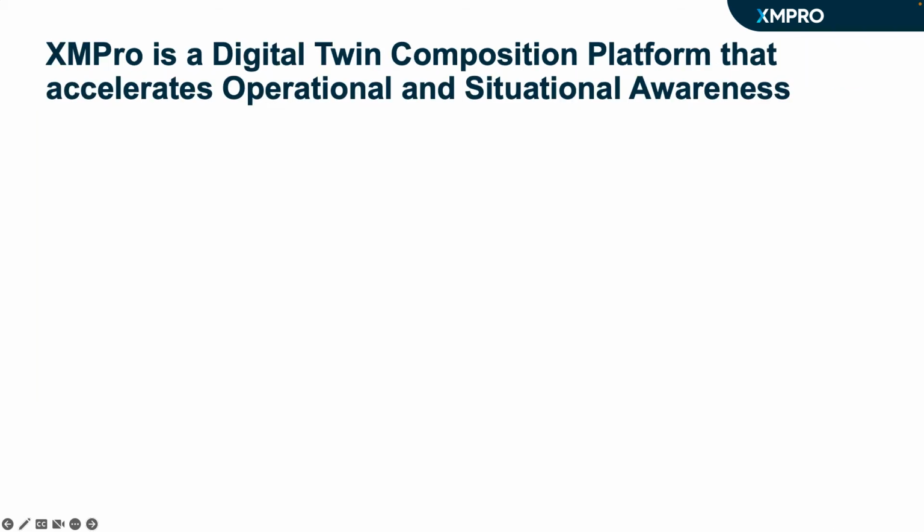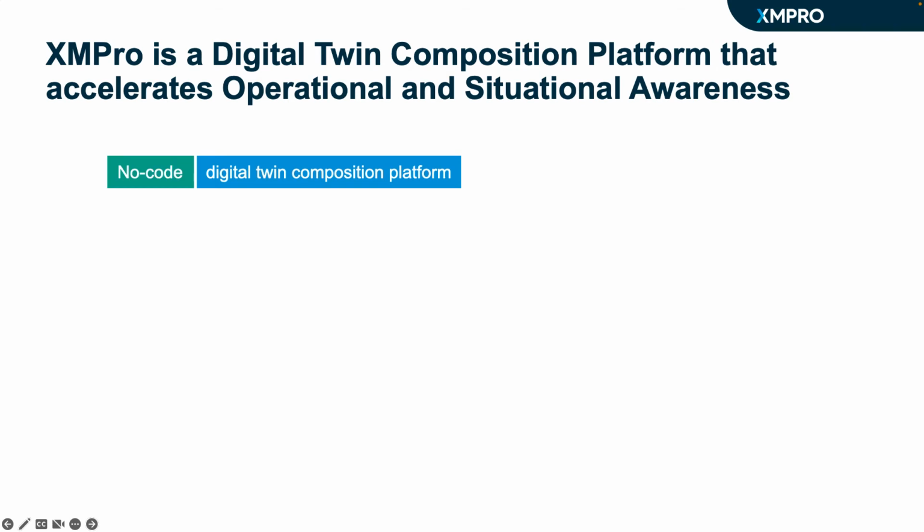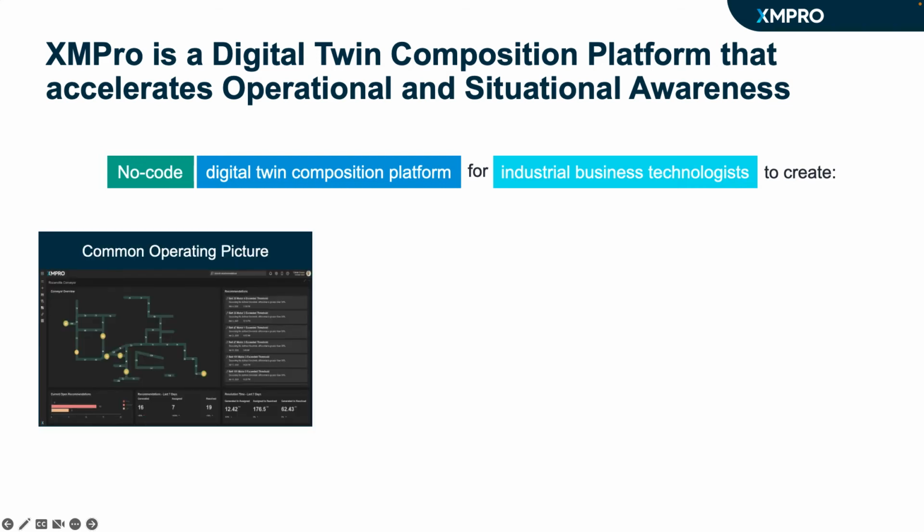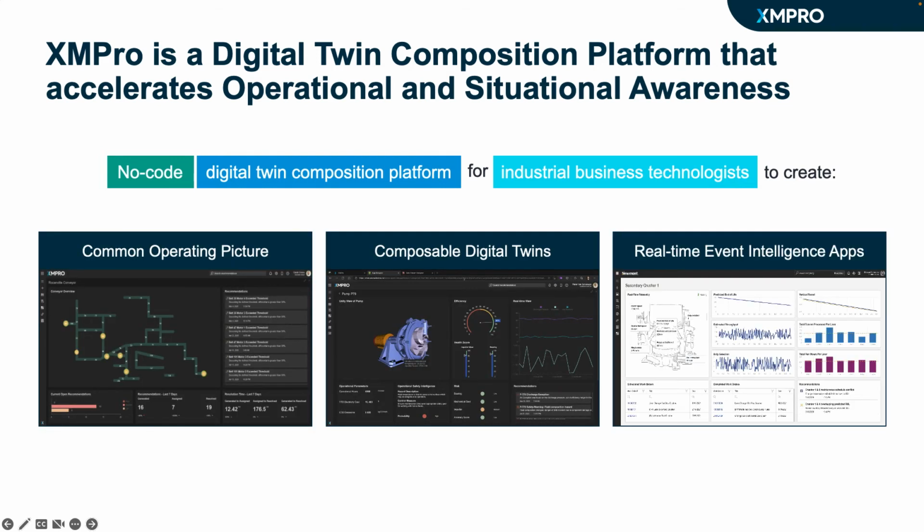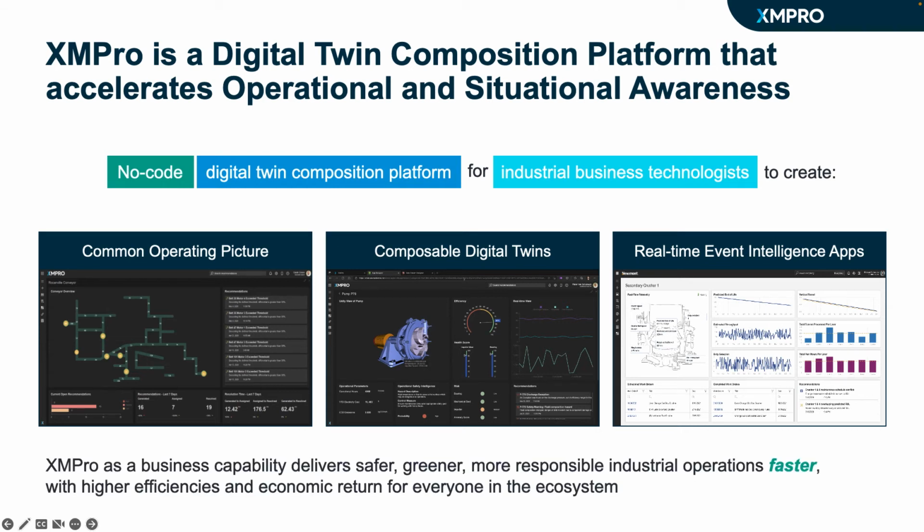XMPro is a digital twin composition platform that accelerates operational and situational awareness, and we do this in a no-code fashion for industrial business technologists to be able to create a common operating picture, more complex composable digital twins, and real-time event intelligence applications. And we do this as a business capability to help with safer, greener, and more responsible industrial operations, and doing it faster so that there are higher efficiencies and economic return for everyone in the ecosystem.